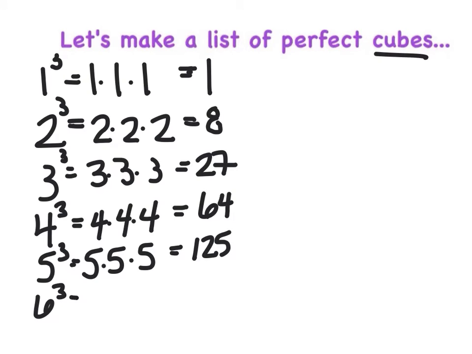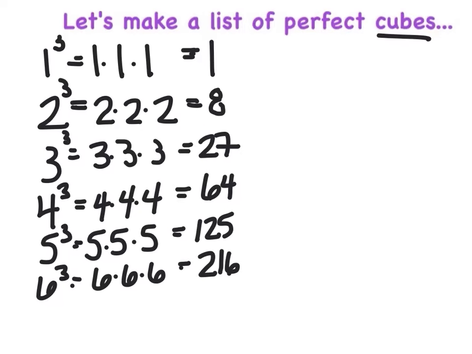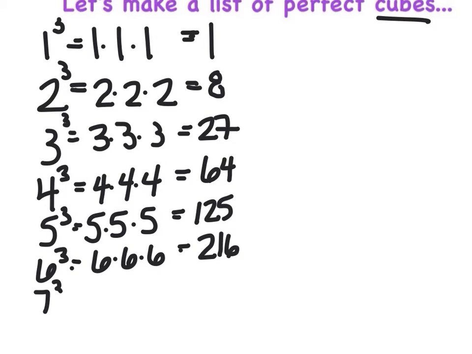We'll go 6 cubed, which of course is just 6 times 6 times 6, which is 216. And let's go ahead and squeeze one more in there that we should probably know. 7 cubed is 7 times 7 times 7, which is 343. Now obviously these are going to go on to infinity. You just take any three of the same numbers and multiply them and you get a perfect cube.